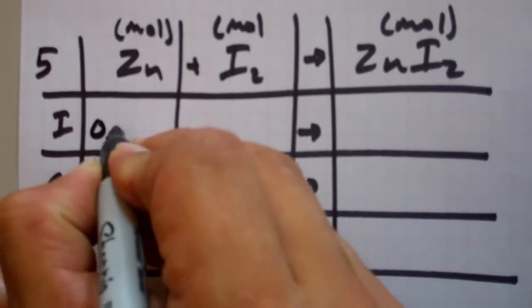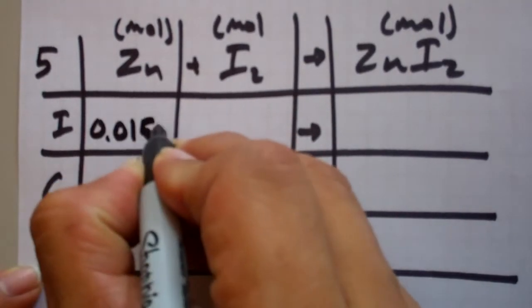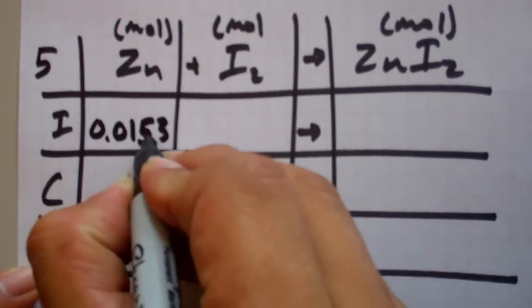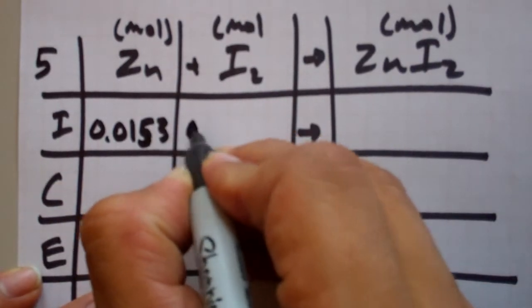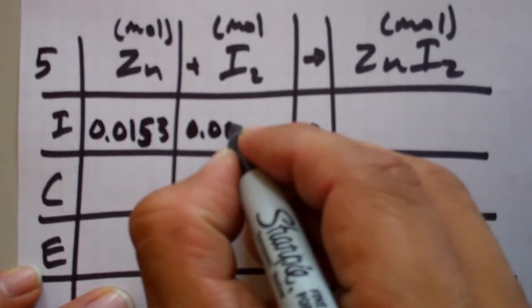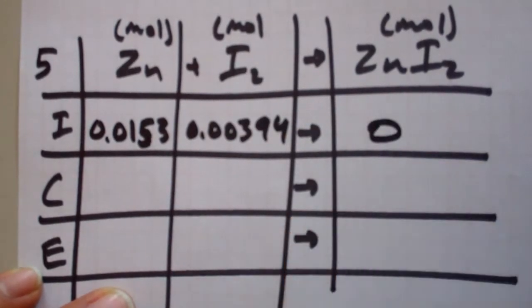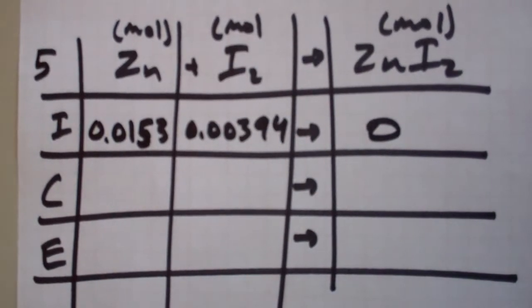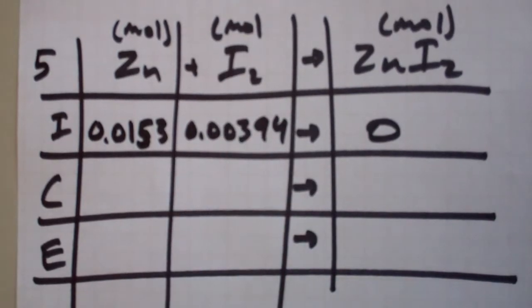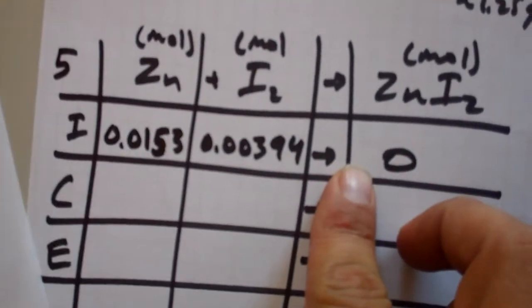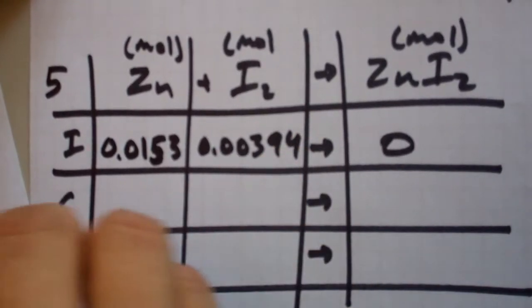zinc is 0.0153 moles, and the moles of iodine is 0.00394 moles, and we have zeros. So what that tells us is that in 1 gram of each of those things, we end up with way less iodine. And the real reason, let me use my googly eyes to help, is that, oh, I'm losing everything. Here are my googly eyes.